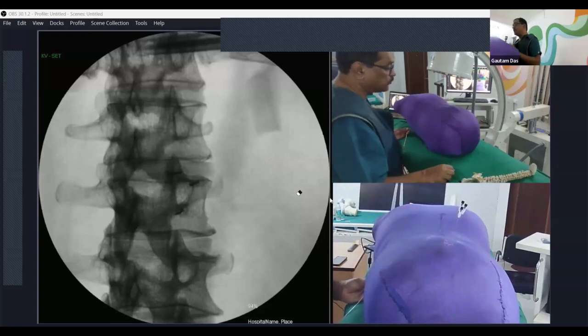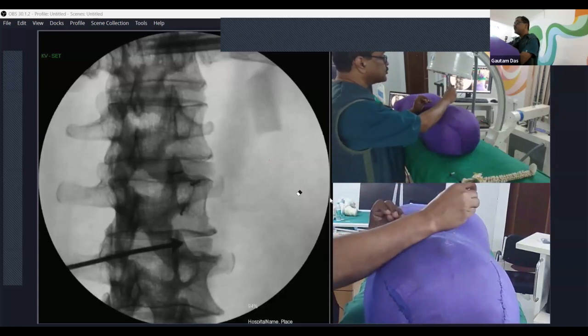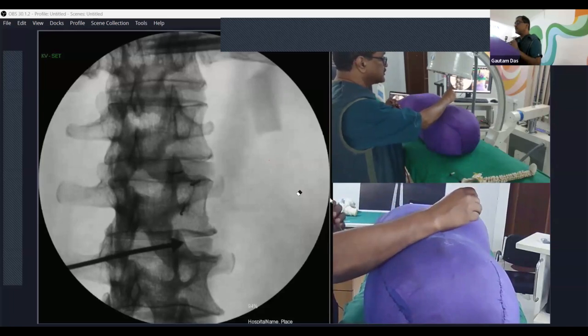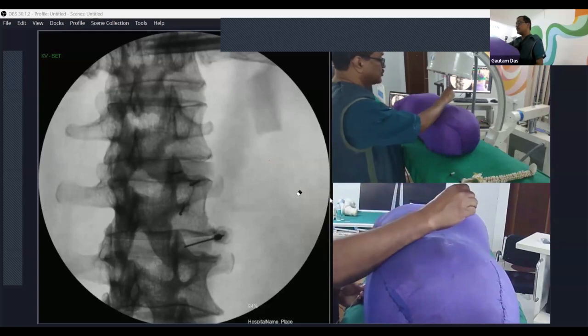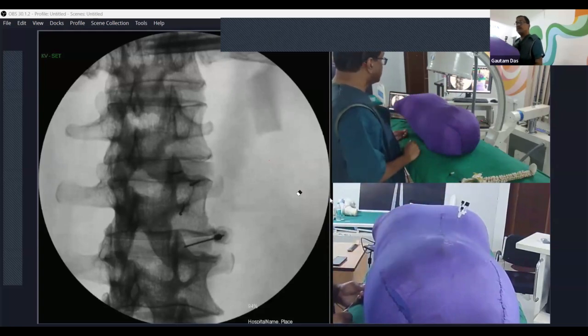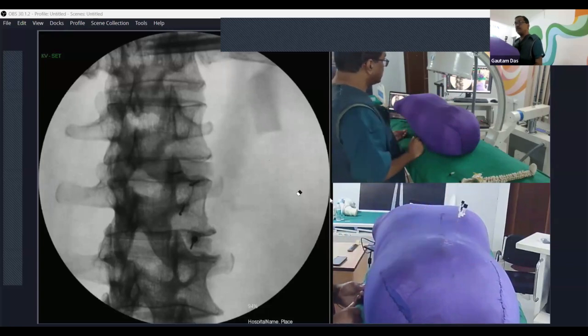And the fourth needle I'll be putting in the lower part of the foramen, just lateral to the superior articular process. In tunnel vision again, at the upper part of the pedicle.